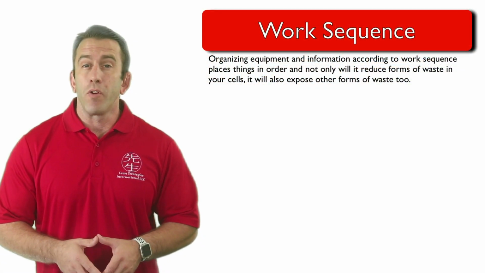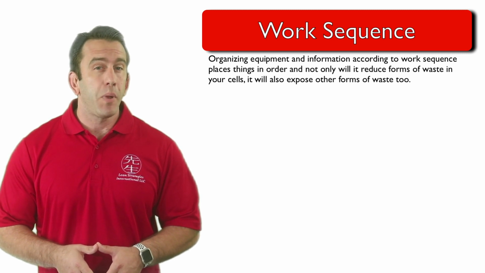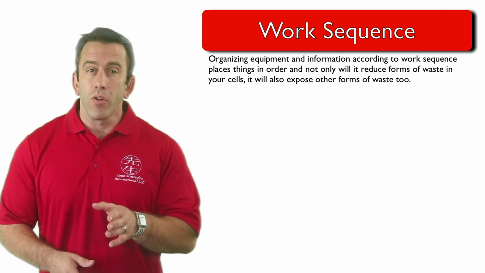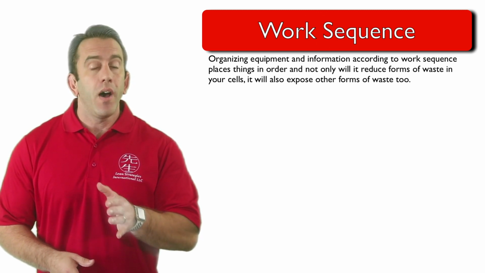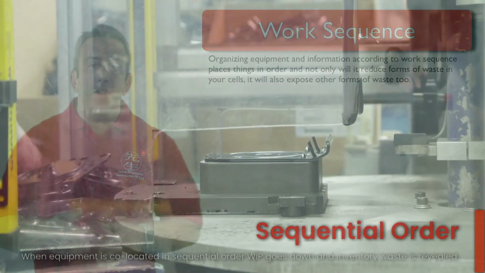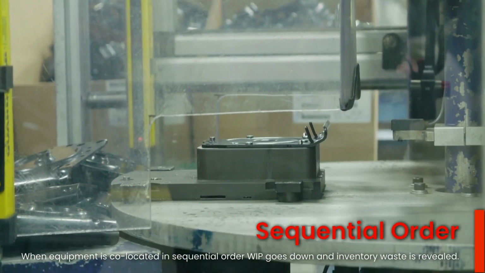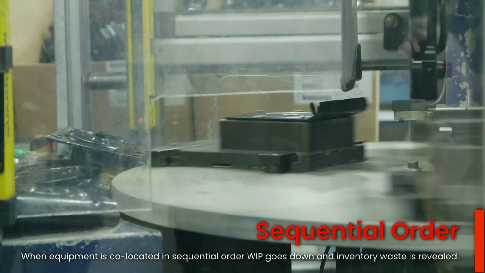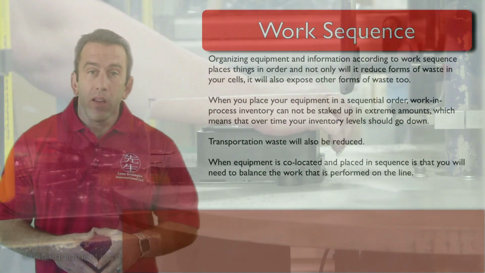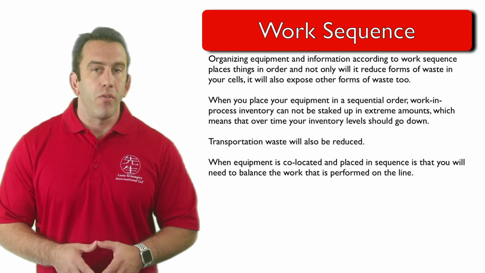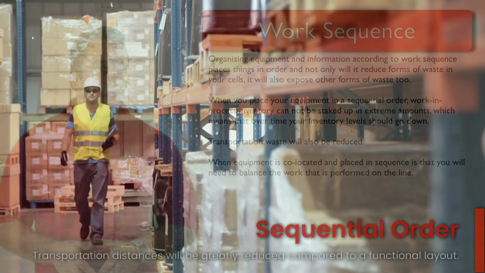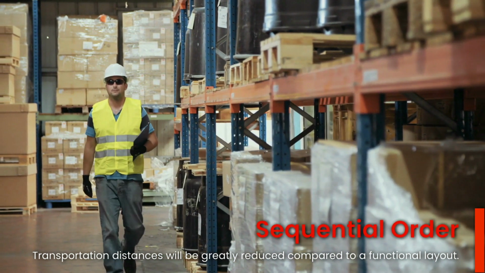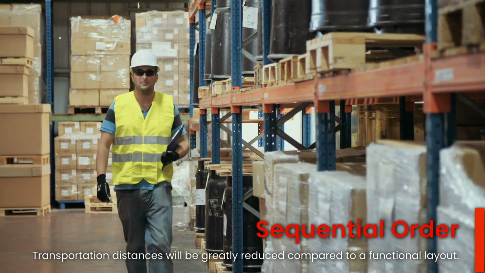Organizing equipment and information according to work sequence places things in order, and not only will it reduce forms of waste in your cells, it will also expose other forms of waste too. For example, when you place your equipment in a sequential order, work in process inventory cannot be stacked up in extreme amounts, which means that over time your inventory level should go down. In addition to this benefit, you will greatly reduce transportation distances in comparison to a functional layout.